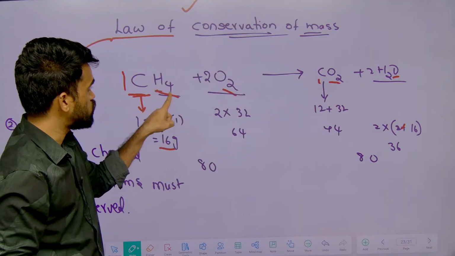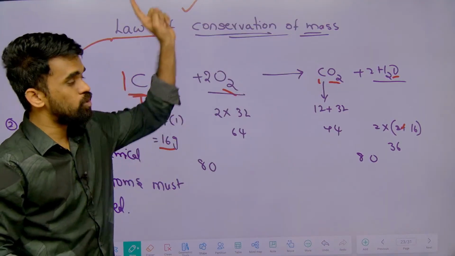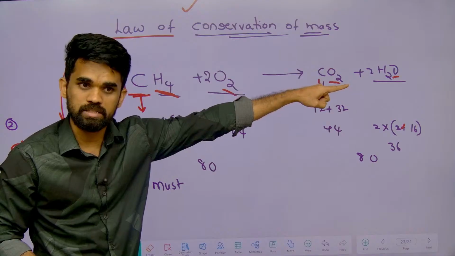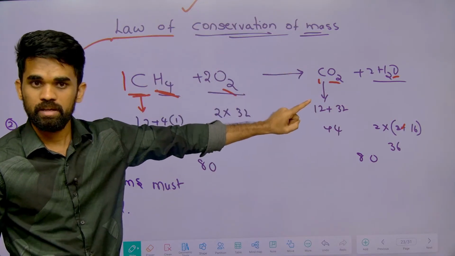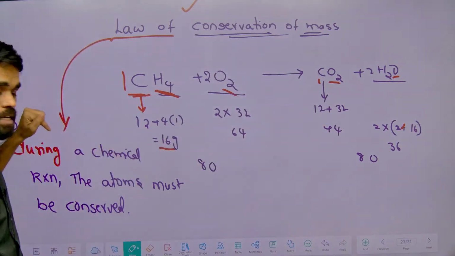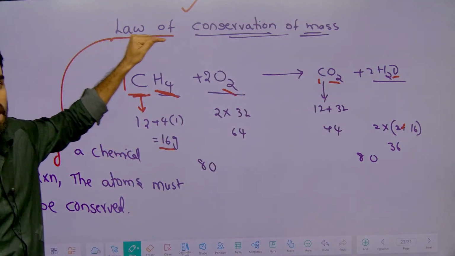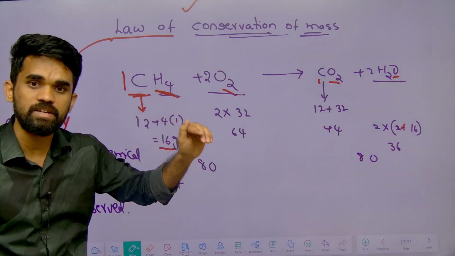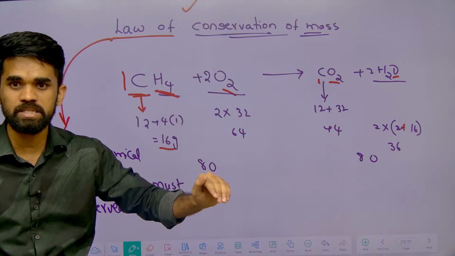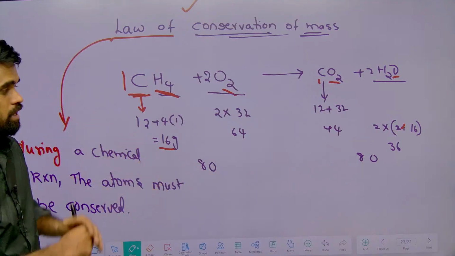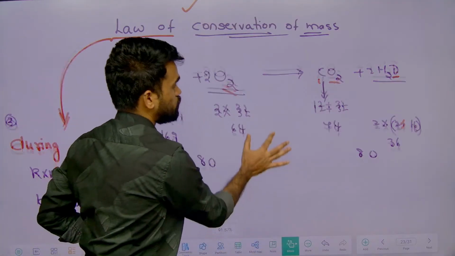How many hydrogens are you seeing here? 4. There must be 4 hydrogens at the product side. Carbon is 1, so there also it should be 1. This is for sure. So instead of saying law of conservation of mass, I can also say law of conservation of atoms. Can I say law of conservation of atoms? Okay, up to here it is clear. Now see what I am doing.